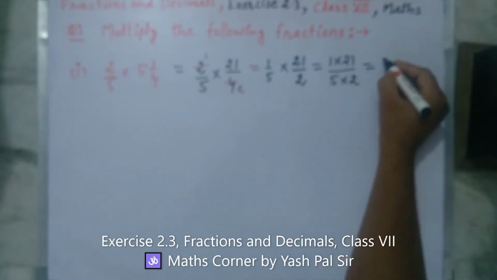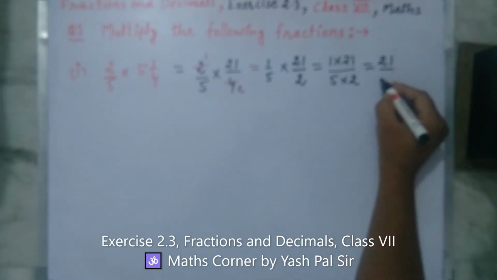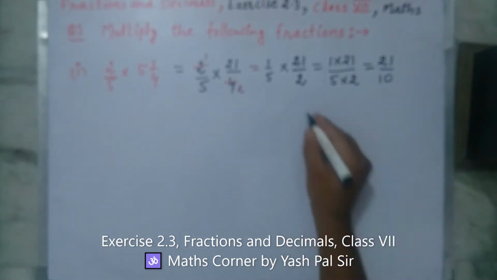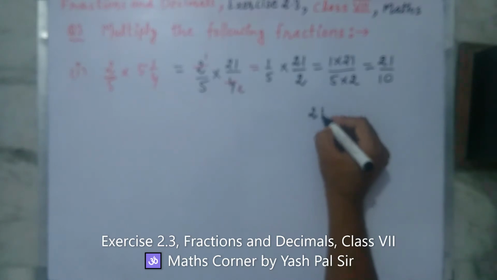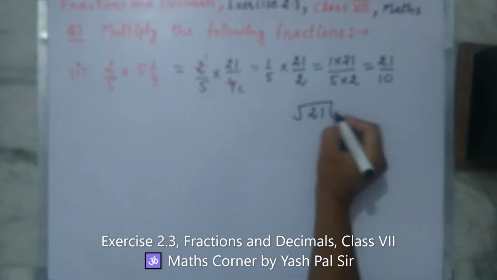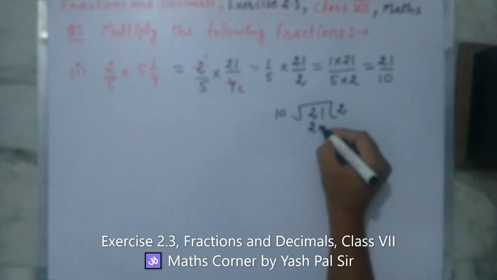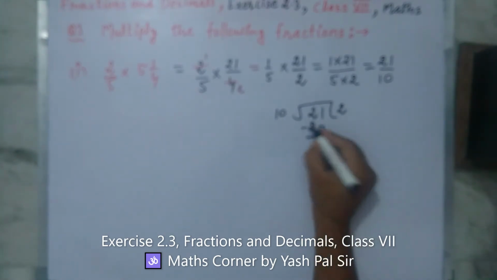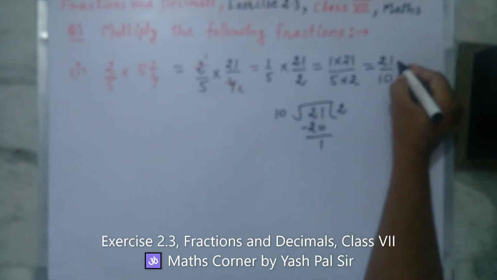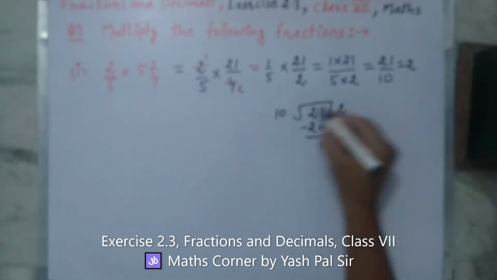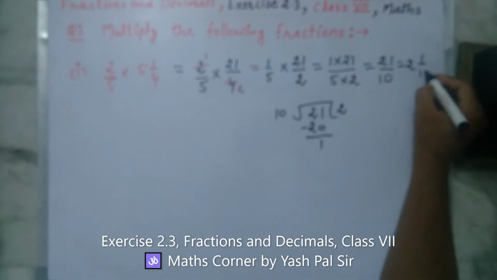So what is the answer? 21 upon 10. Moreover, 21 is greater than 10. So how do we convert now? 21 divided by 10. 10 into 2, 20. Remainder is 1. So the answer will be 2 and 1 upon 10.